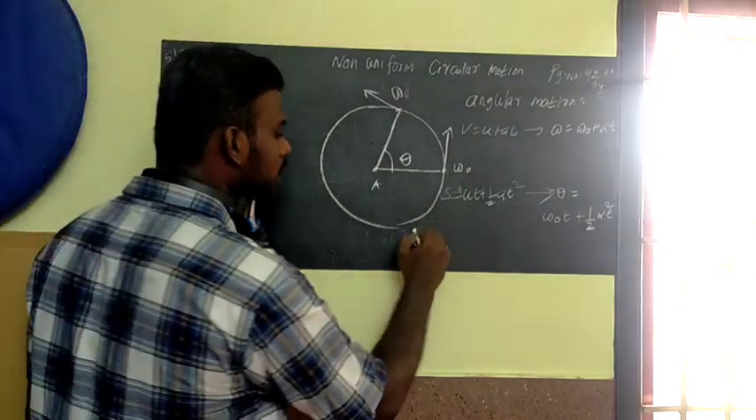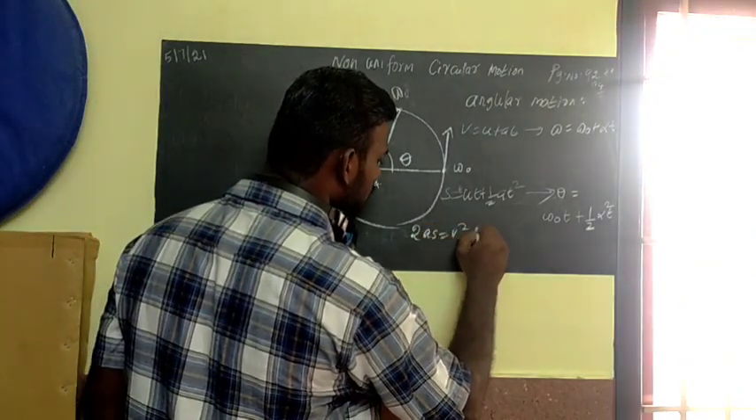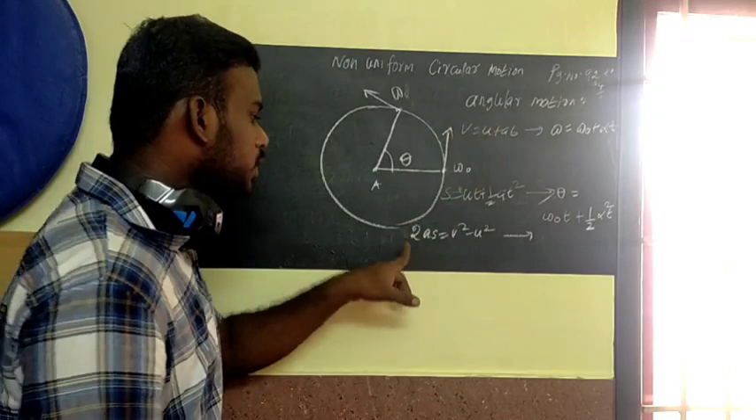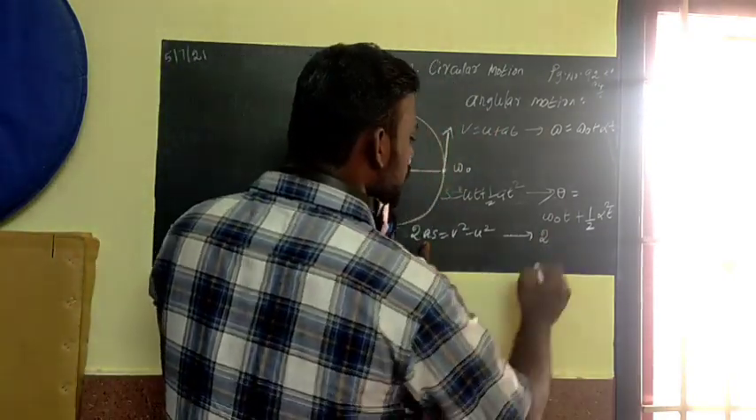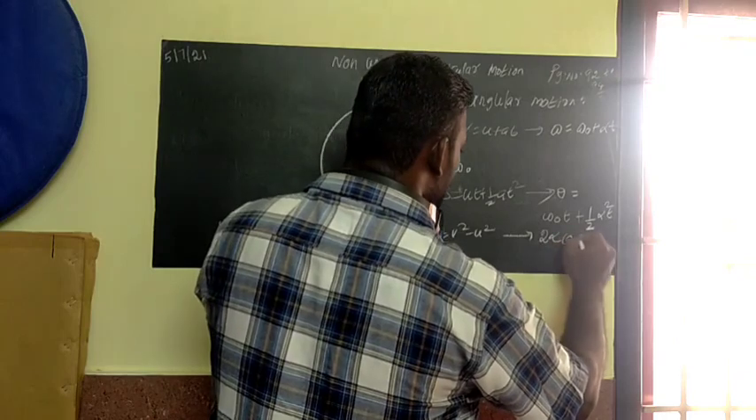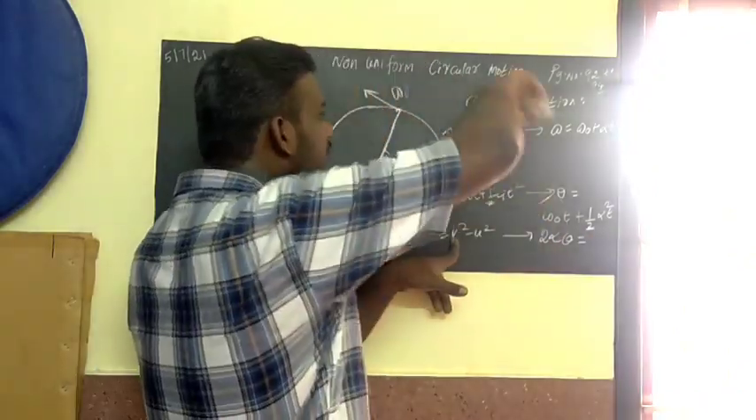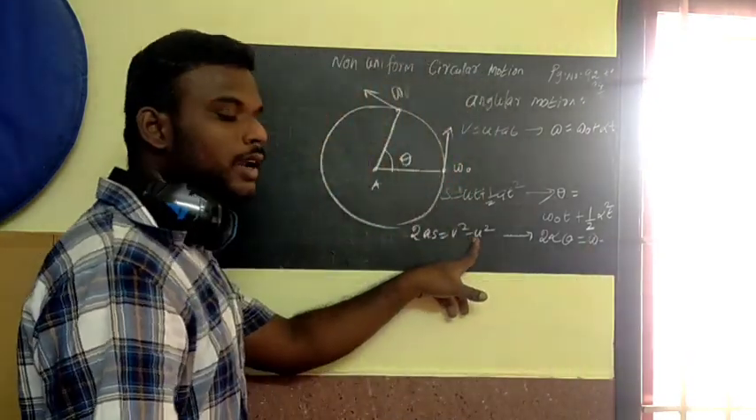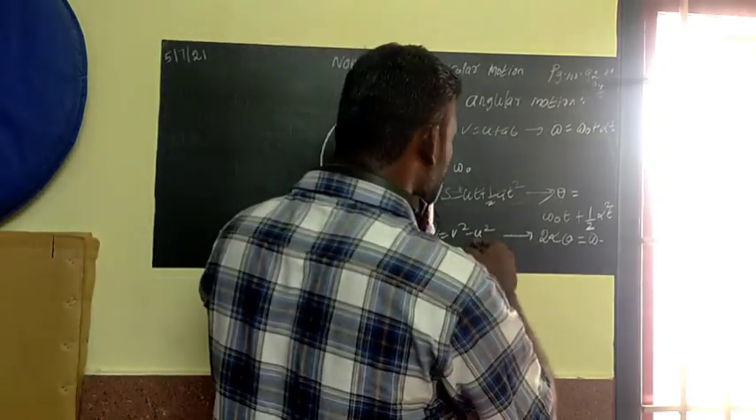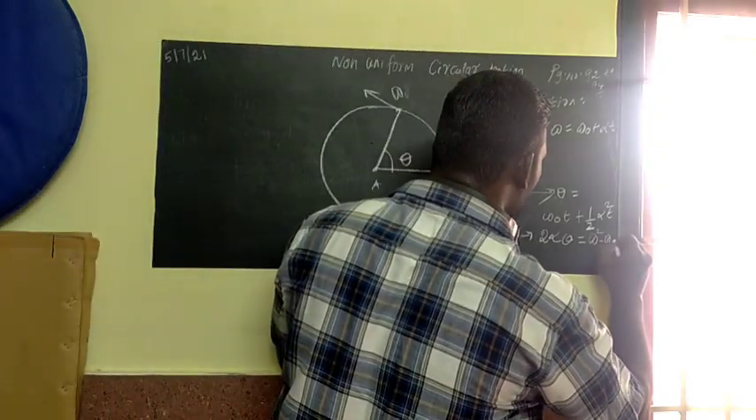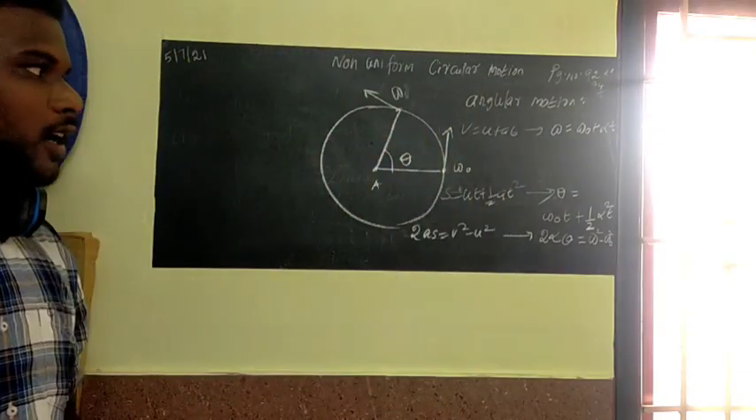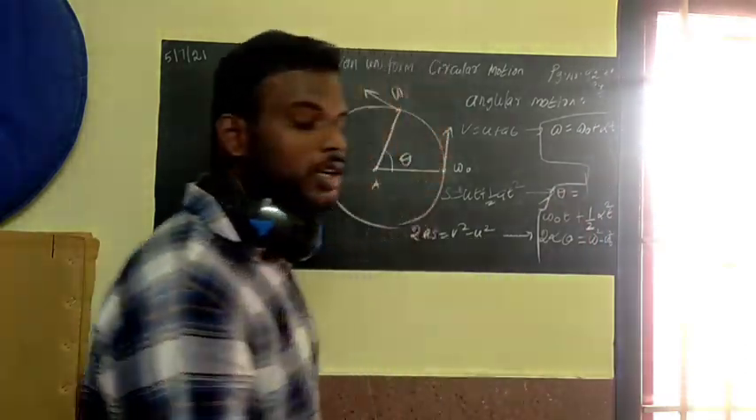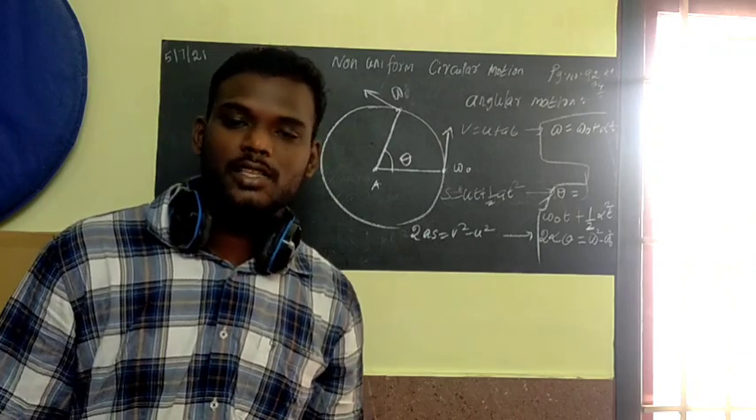Then the third equation, 2as equal to v square minus u square. I can change this equation for angular circular motion into 2 alpha theta equal to omega square minus omega naught square, where the final velocity is omega and the initial velocity is omega naught. So these are the three equations for angular motion under constant angular acceleration.